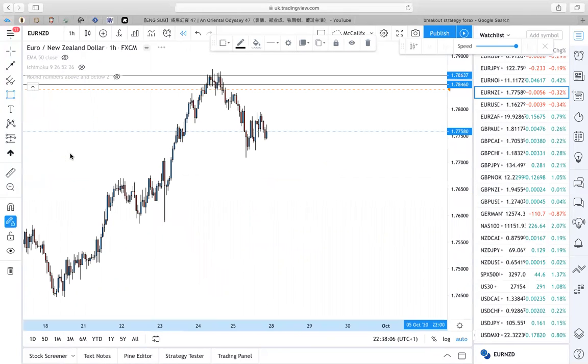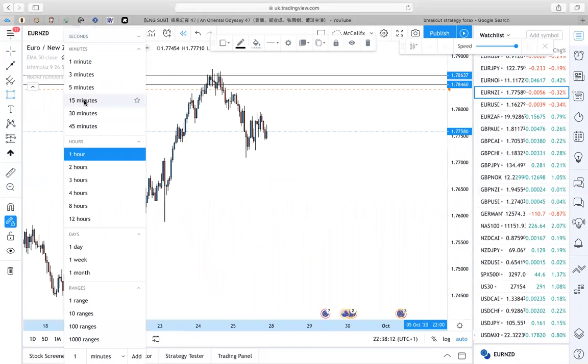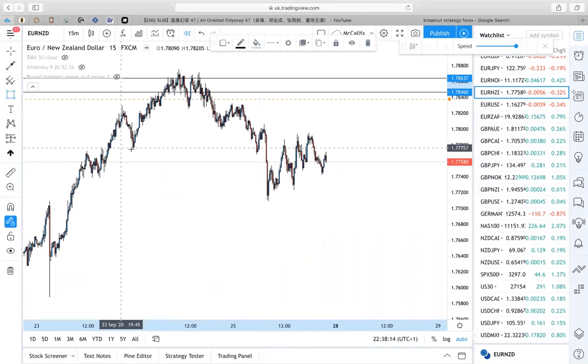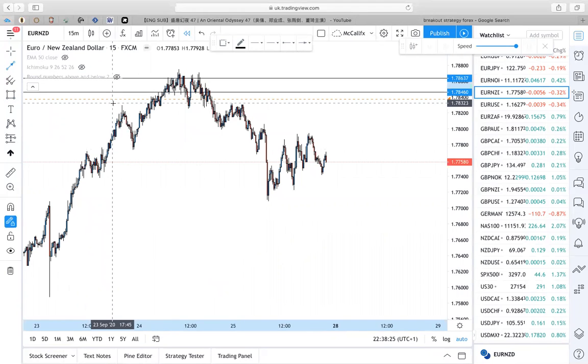If I told you I take my entries from the 15-minute time frame, so if I take this to the 15-minute time frame, then basically what I'm seeing is a change in direction. Market is going up, market is going up, all of a sudden market just turned. And this is how beautiful it looks.